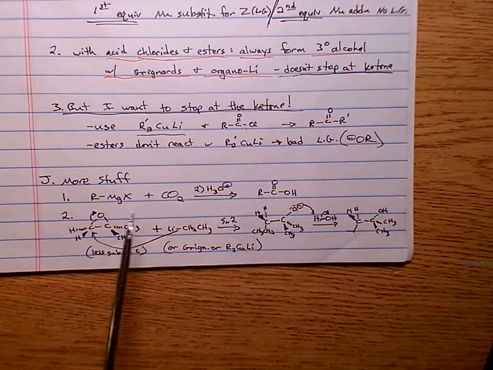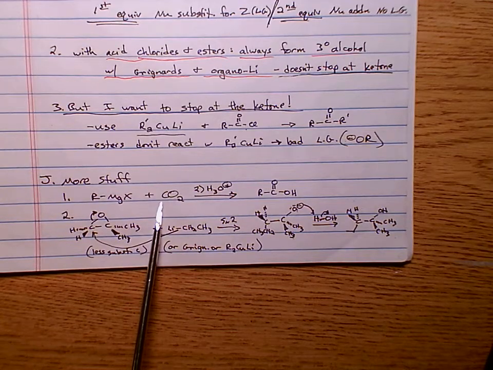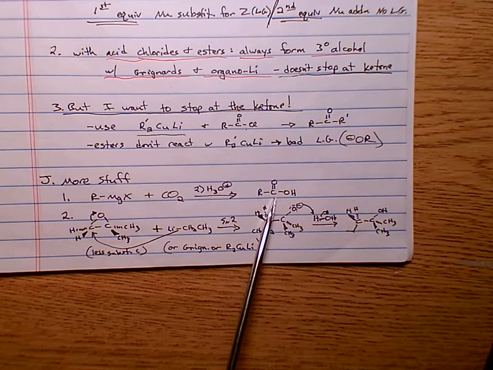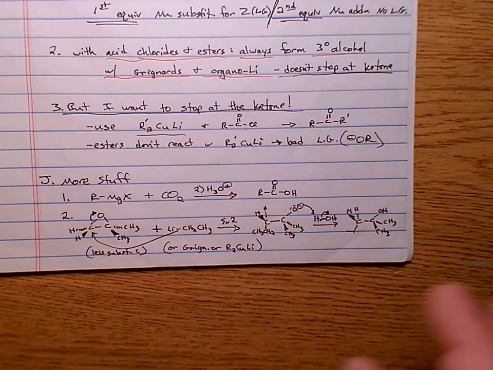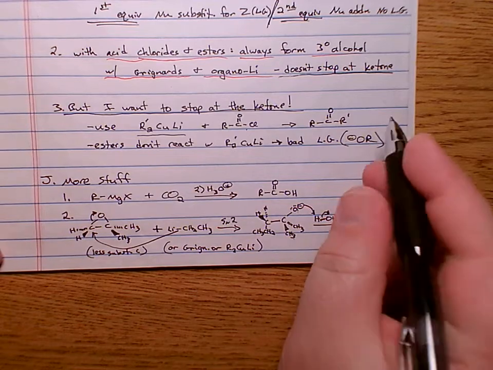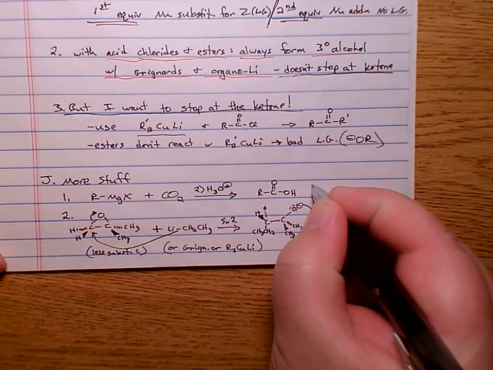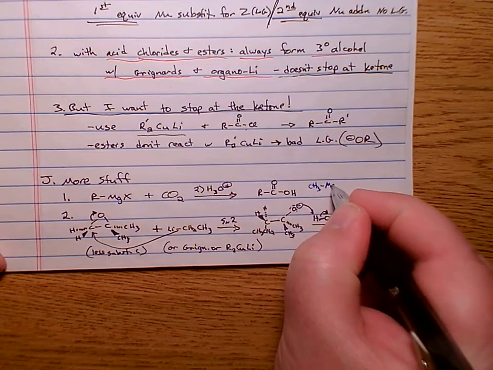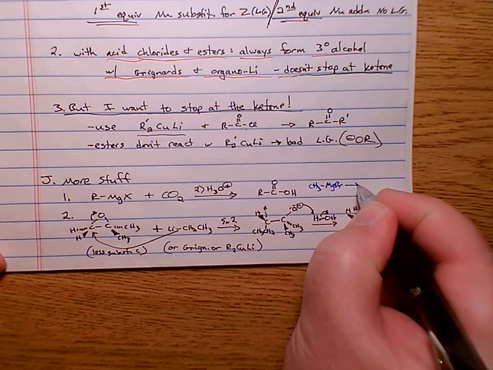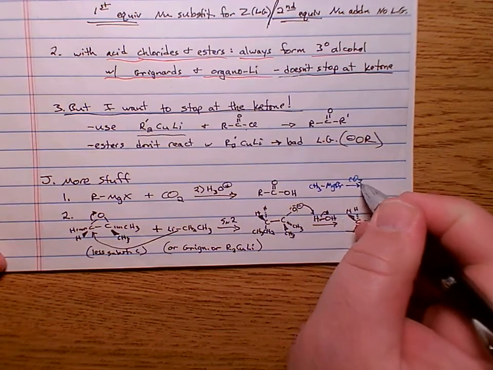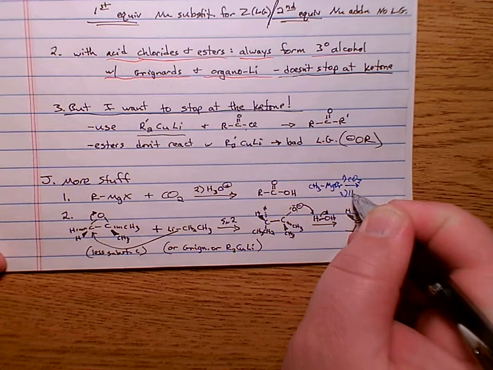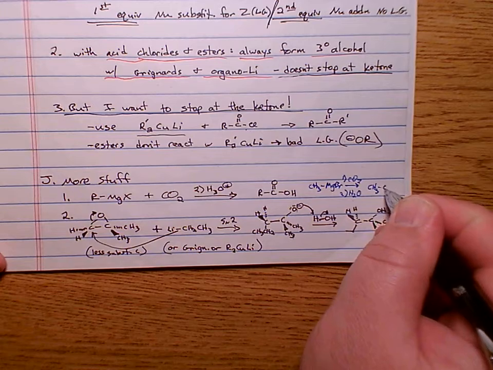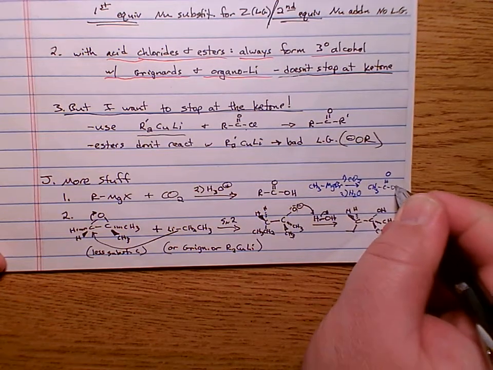Note that this carbon of carbon dioxide is now part of your molecule. We have increased the carbon chain of our molecule by one carbon. For example, if you started out with CH3MgBr and you added CO2 in the first reaction, followed by H2O in the second reaction, we will now have CH3C double bond O OH.